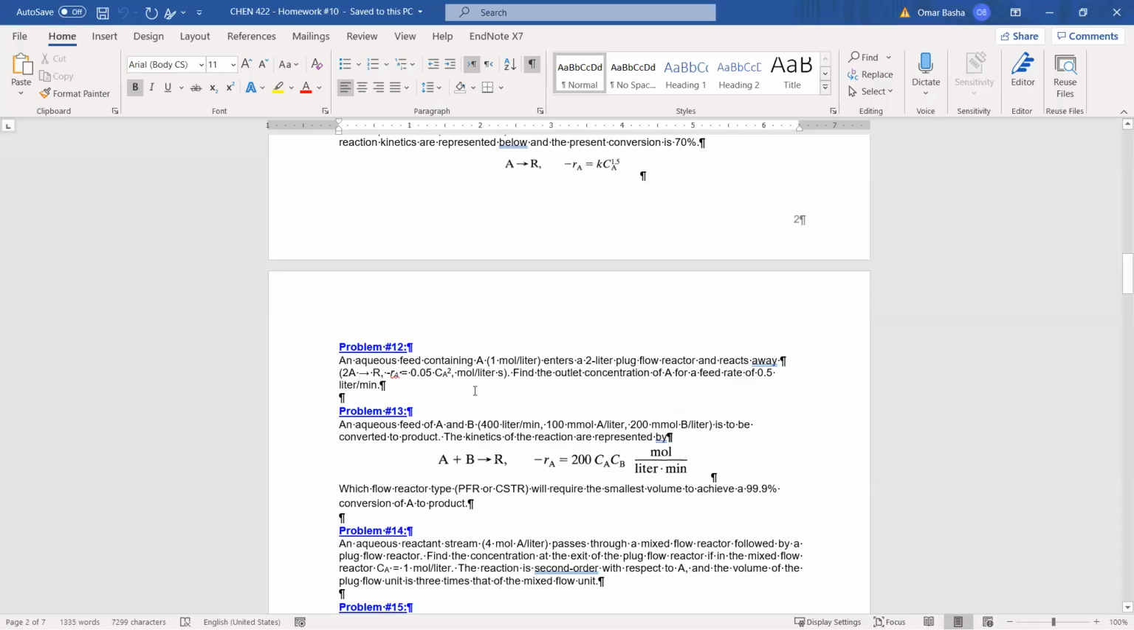An aqueous feed containing A enters a 2-liter plug flow reactor and reacts away following this reaction: 2A goes to R, and the reaction rate is 0.05 Ca squared moles per liter second. Find the outlet concentration of A for a feed rate of 0.5 liters per minute. Okay, so I have a PFR, it's 2 liters. I have a second order, irreversible reaction. I'm given the reaction rate, and I need to find the outlet concentration for a volumetric flow rate of 0.5 liters per minute.